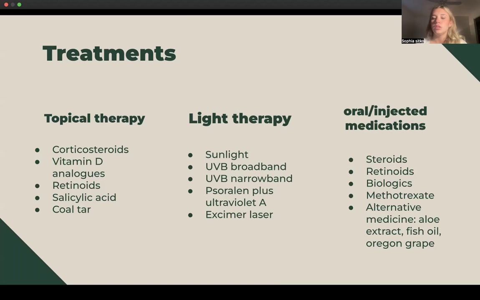And then I also wanted to mention that there is alternative medicine to help with psoriasis symptoms, such as aloe extract, fish oil, and Oregon grape. These things are thought to improve plaque psoriasis if you apply them to the skin or the affected skin.